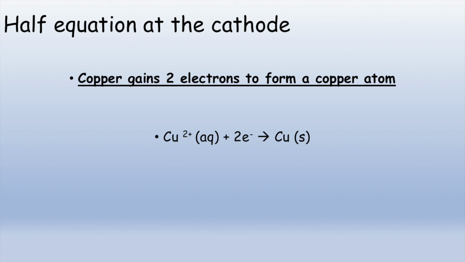So in this case, we can show that the copper ions will come together with 2 electrons to form 1 copper atom. The state symbols should also be included. Remember that the copper ions are in an aqueous solution.